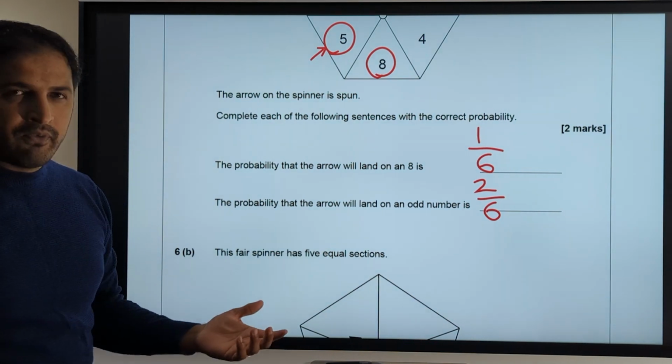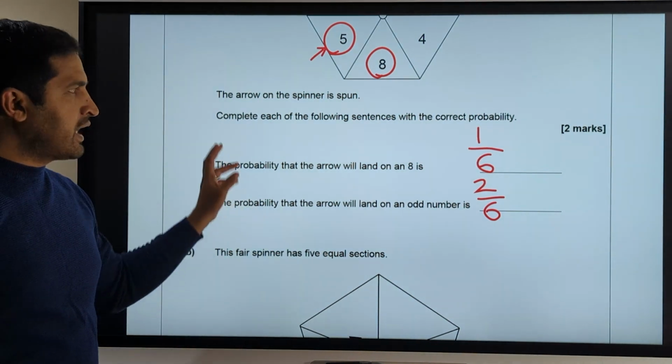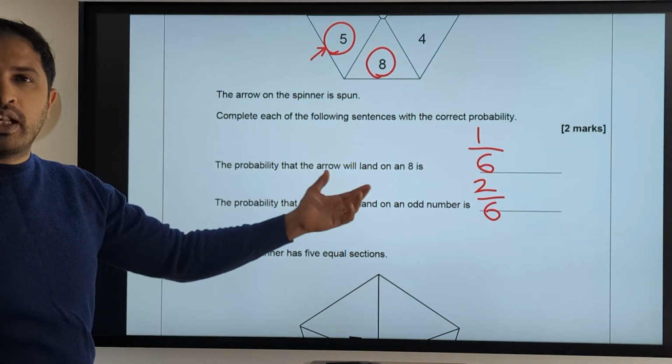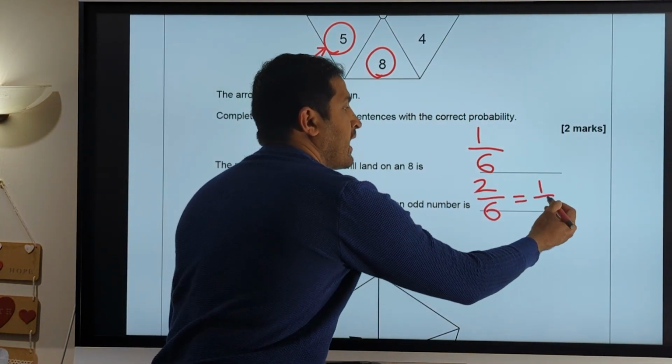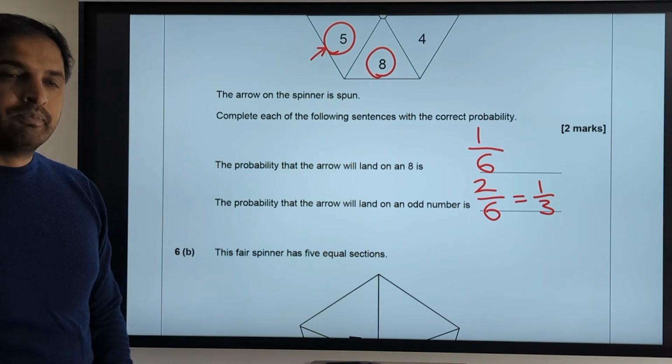Now you can simplify it, but there's nothing wrong with it. It doesn't ask you to simplify your answer, so you can leave it and you still get 1 mark. But if they ask you to simplify it, then you know it's going to be 1/3.